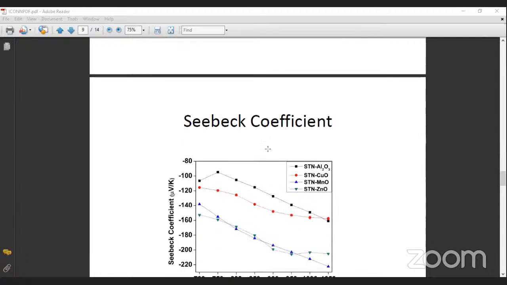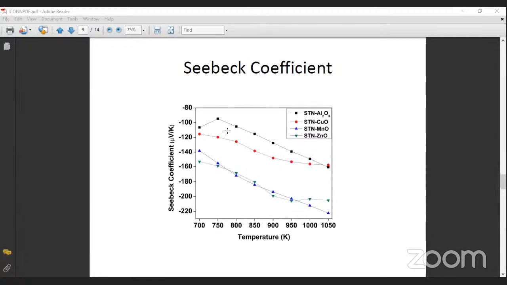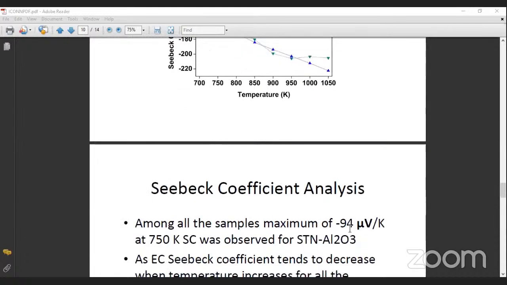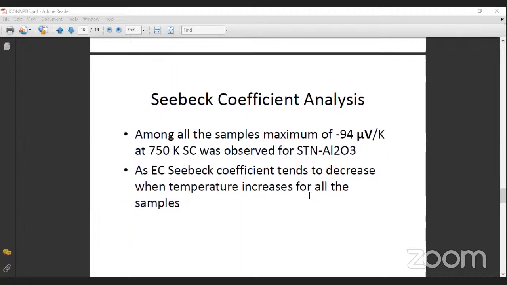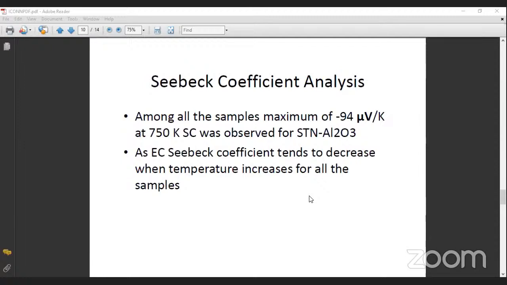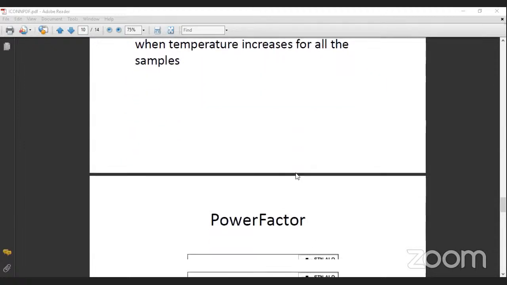Then the Seebeck coefficient: the highest Seebeck coefficient of minus 94 microvolt per Kelvin was observed for aluminum oxide mixed Nb-doped strontium titanate. For all the samples, the Seebeck coefficient tends to increase when the temperature increases.